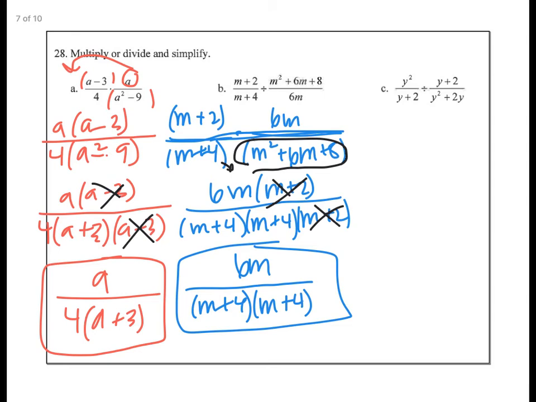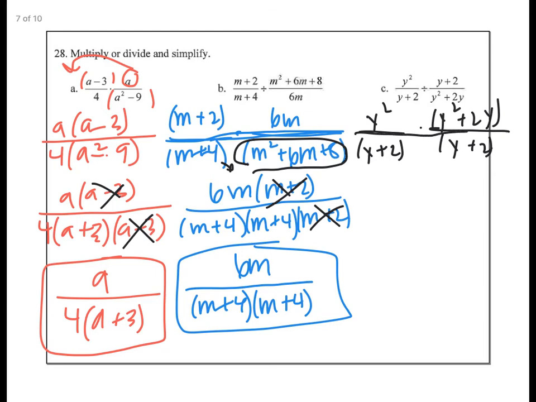Alright, C, we have to take the same first step. The one on the left stays the same, so y squared over y plus 2. Flip the second one, so y squared plus 2y is now on top and y plus 2 is in the bottom. Really, it is all just getting squished together when we multiply.